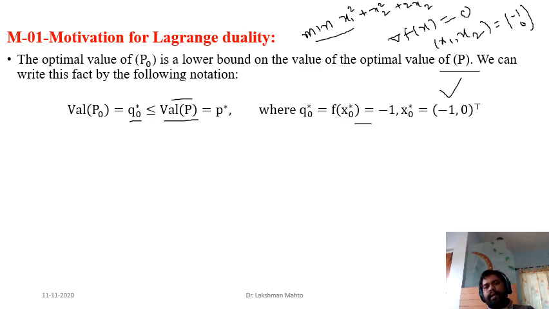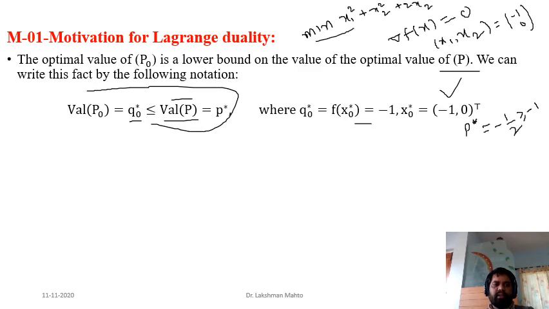So you can easily see that P star was negative half, and Q naught star is -1. Definitely -1 is less than negative half. That means negative half is always greater than -1. So that relation, this fact, is already valid here.